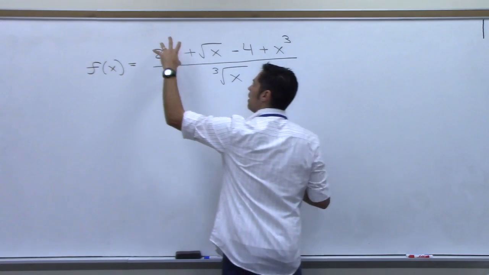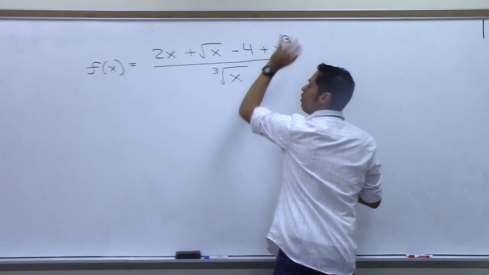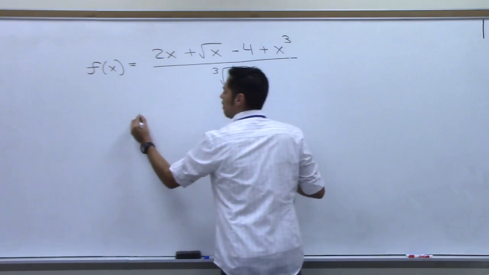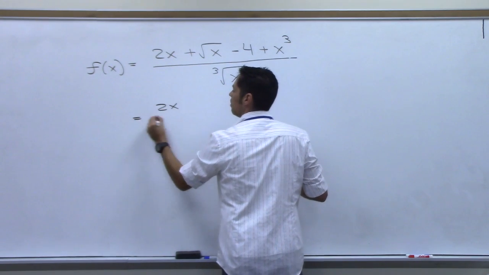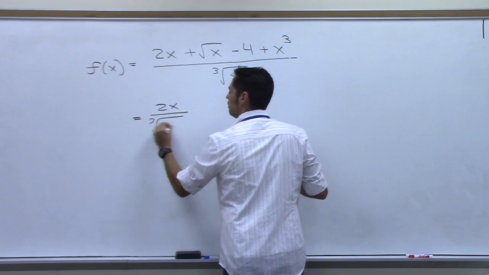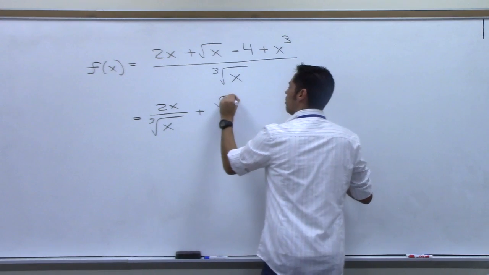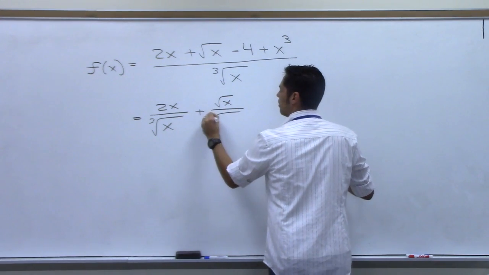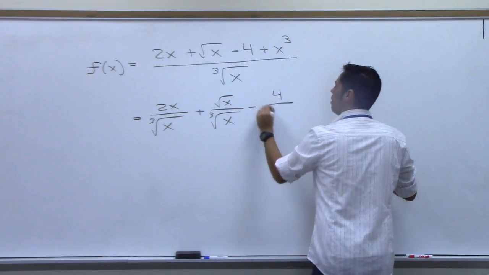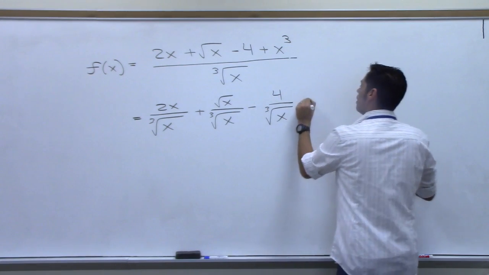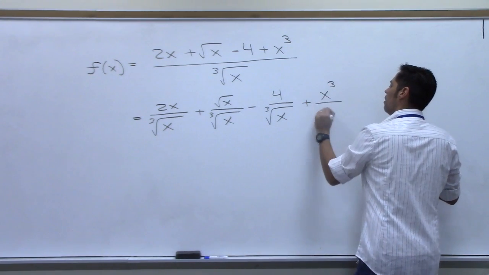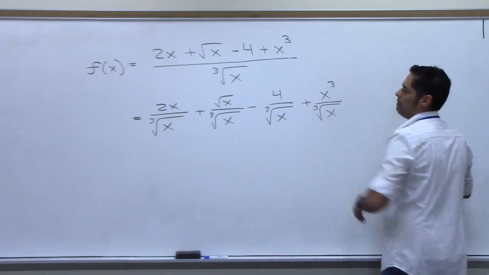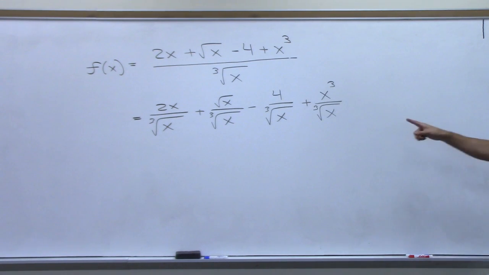You can separate it into 4 different fractions, right? This is the same as 2x over cube root of x plus root x over cube root of x minus 4 over cube root of x plus x cubed over cube root of x, right? That you're allowed to do. Right, Kyle? Yeah? Okay.